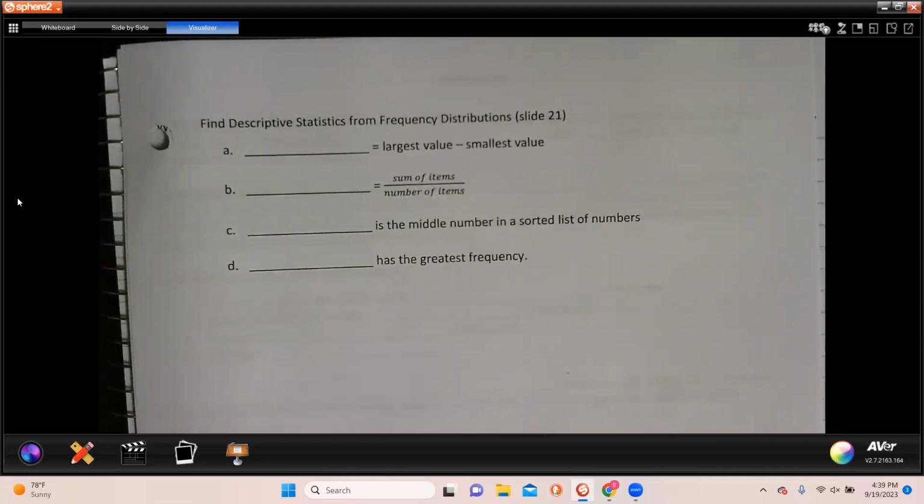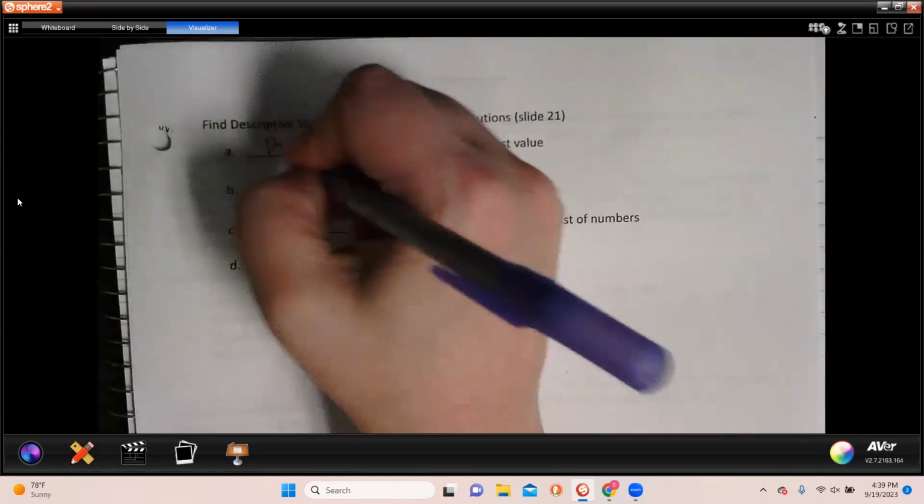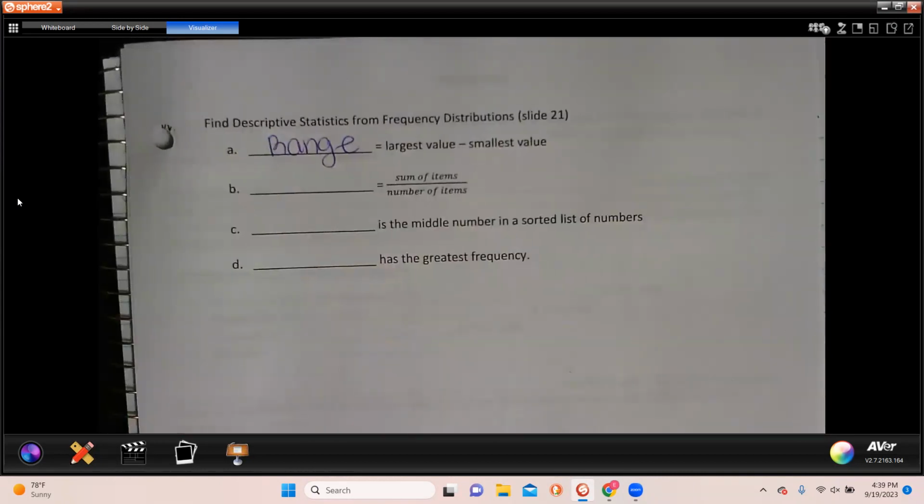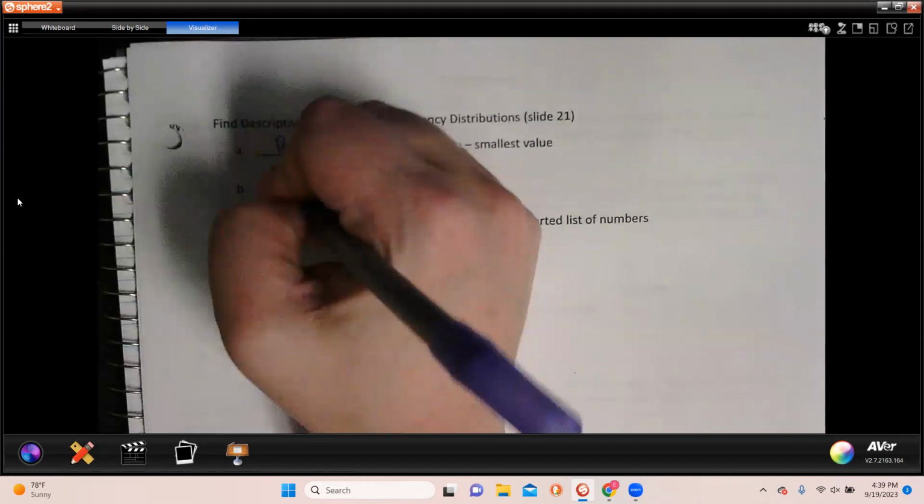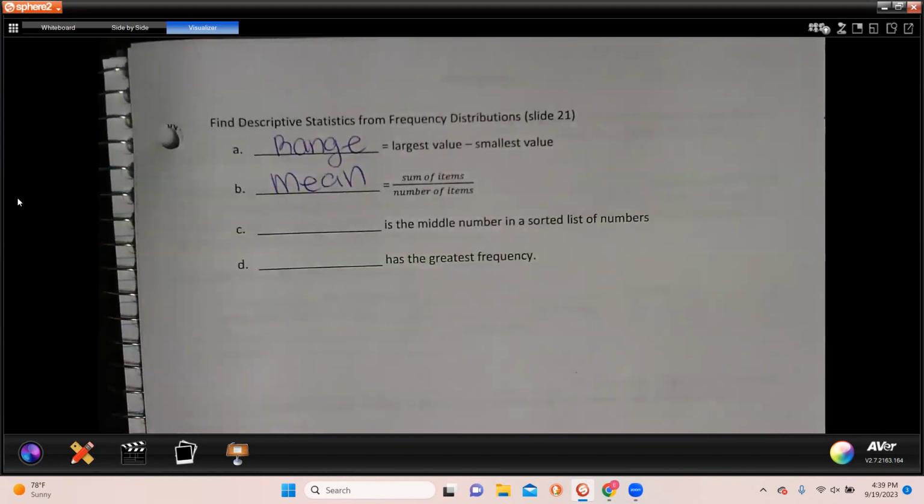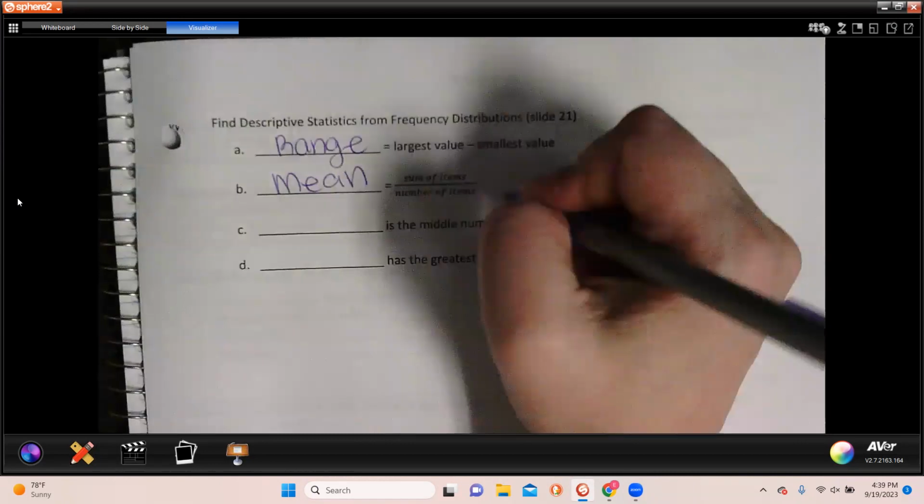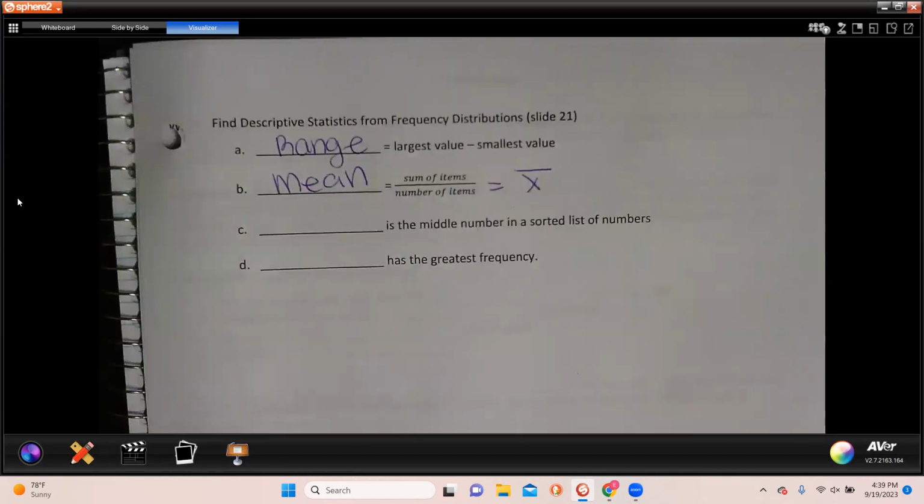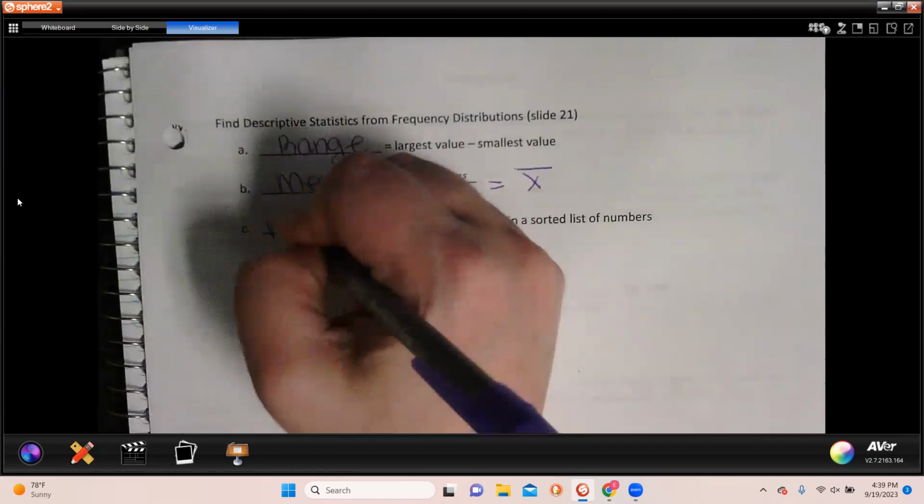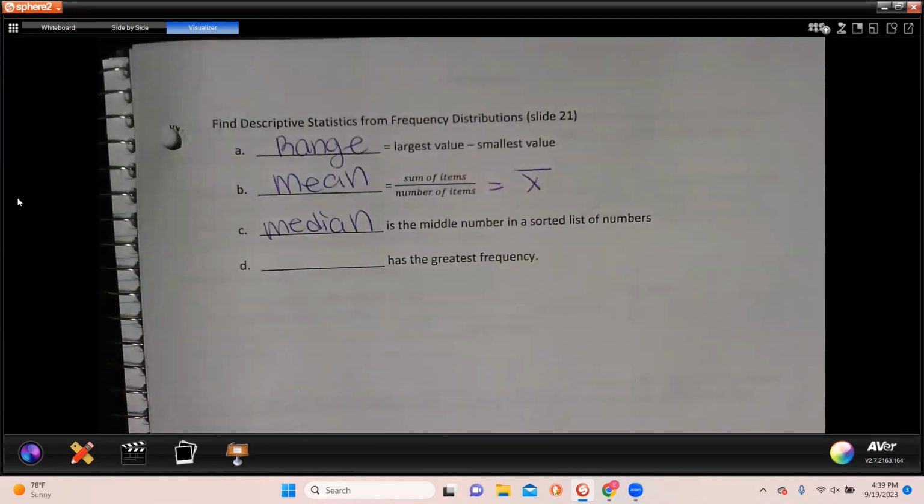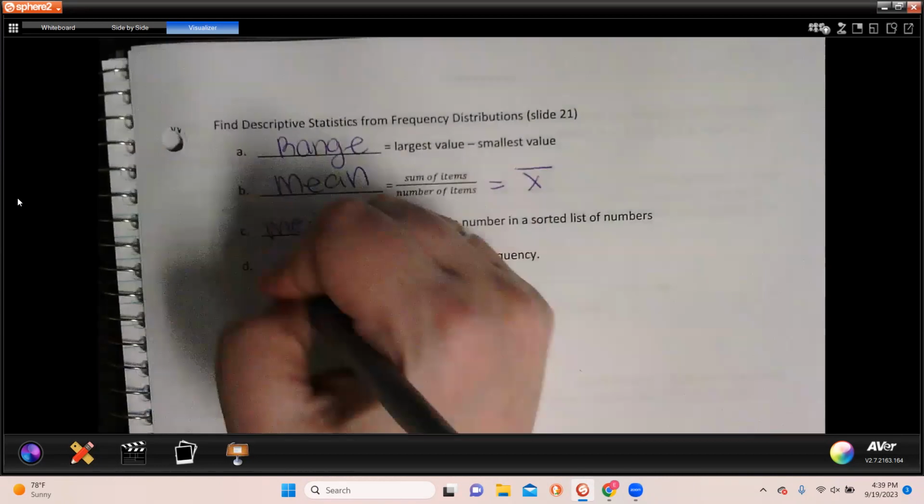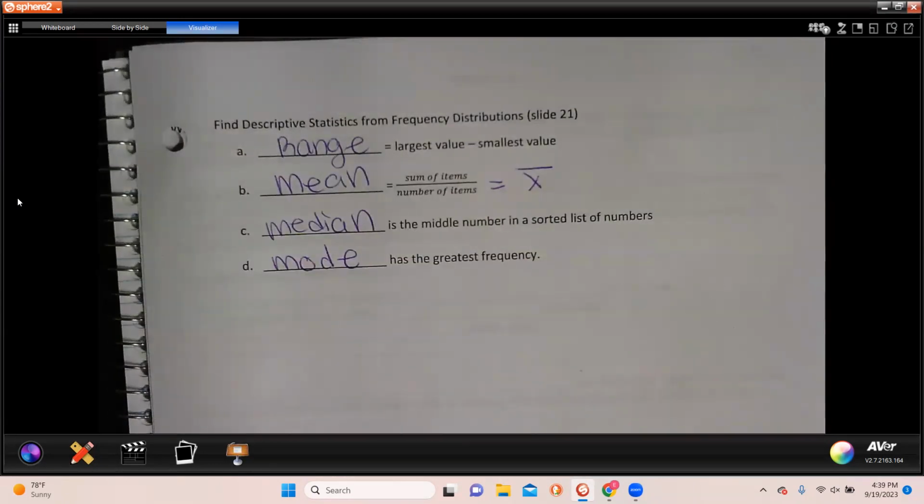All right, so just a few pieces of extra information. When we're finding descriptive statistics from a frequency distribution, we can find things like the range, which is the largest value minus the smallest value. We can find the mean, which is the sum of items divided by the number of items. This has the symbol X bar. The median, which is the middle number in a sorted list of numbers. Or the mode, which is whichever has the highest frequency.